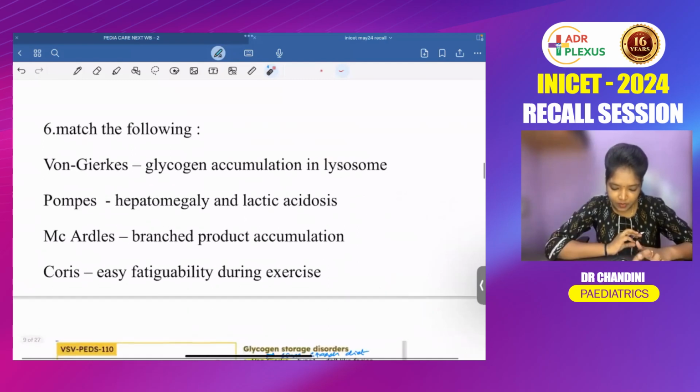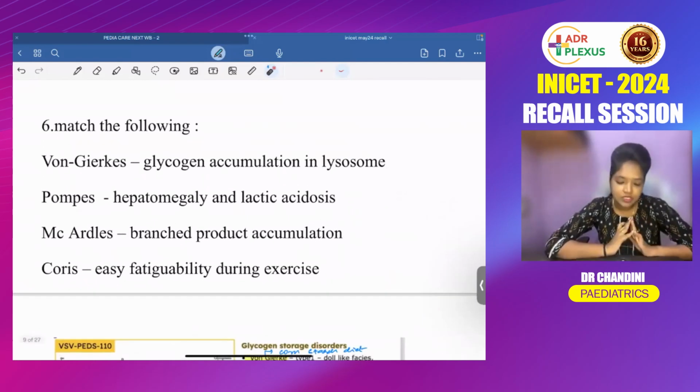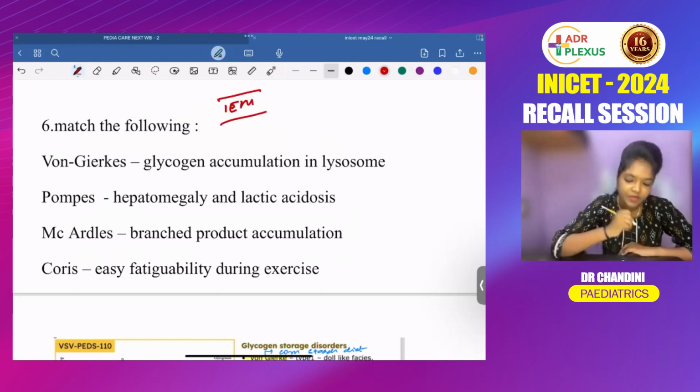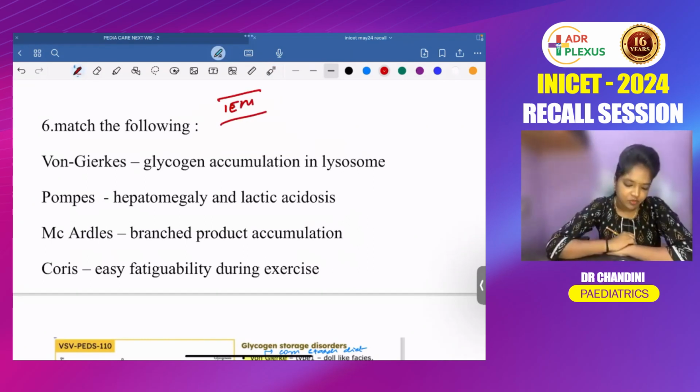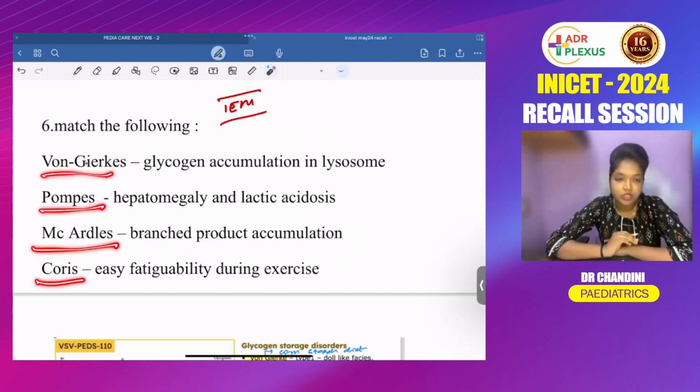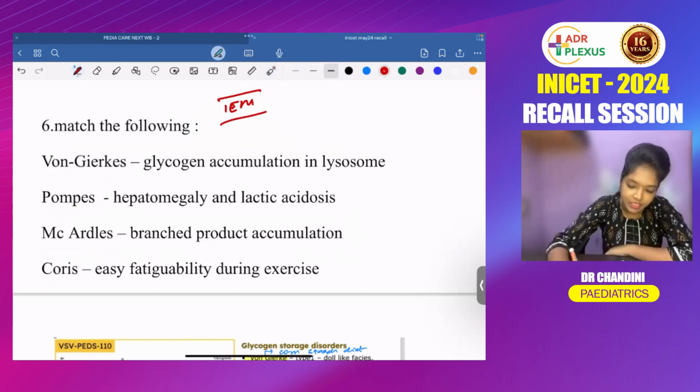Now going to the next question, that is the sixth question. This is a question from inborn errors of metabolism, which is an integrated question between pediatrics and biochemistry. So this was the match the following given. All these four, Von Gierke, Pompe, McArdle, Cori, all these four are glycogen storage disorders, GSDs.